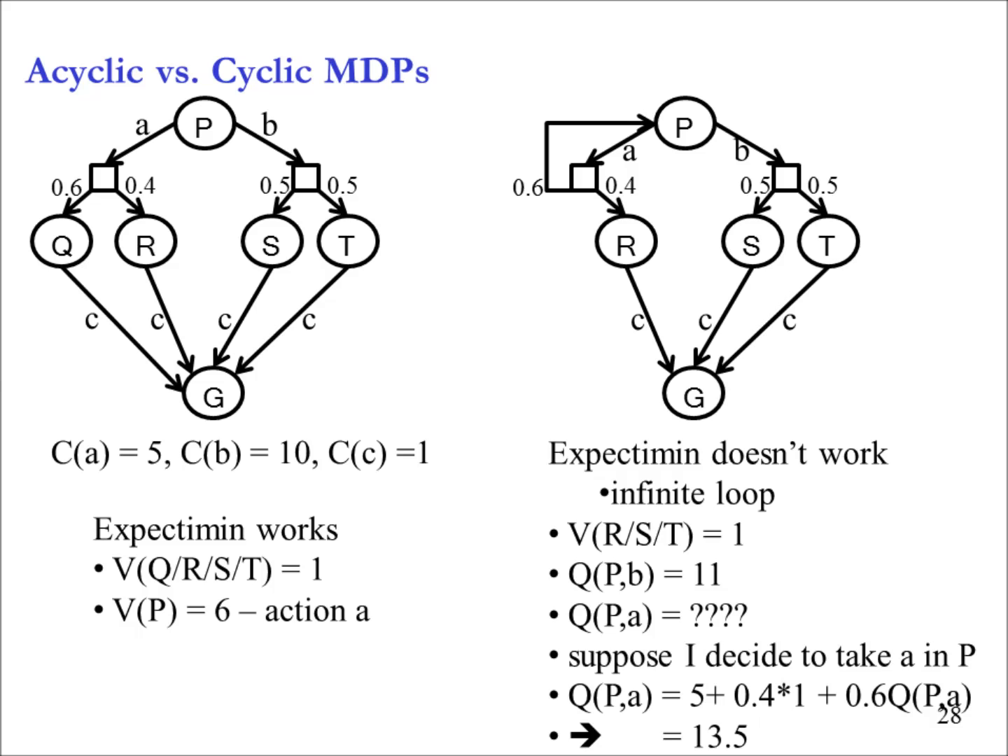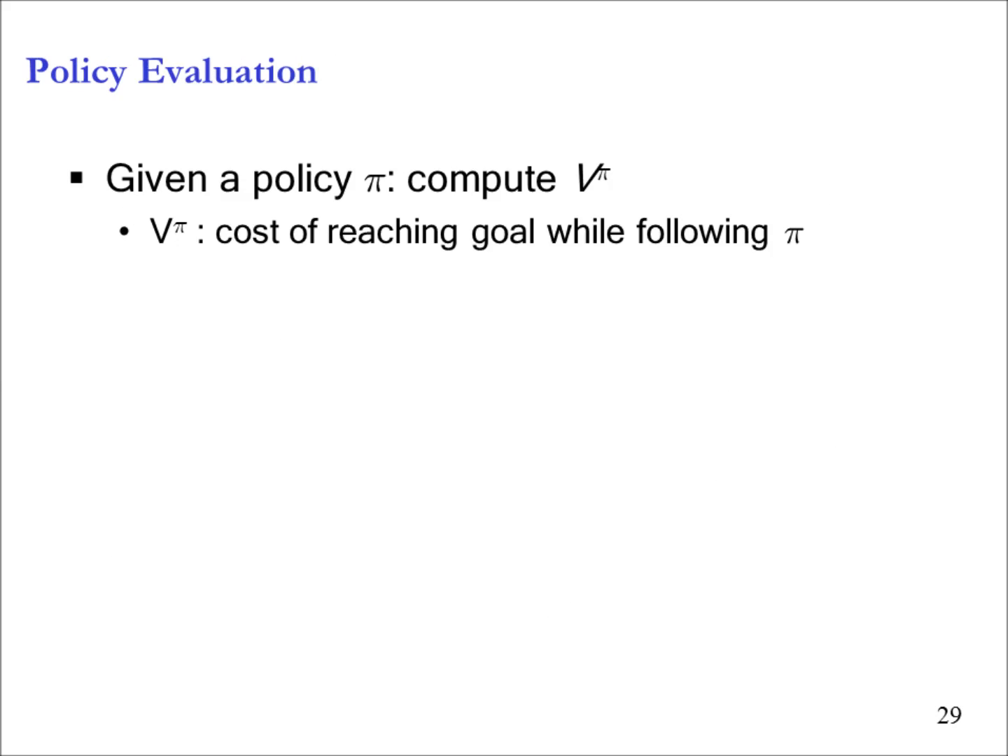Okay, so let's try. We could write this equation for this specific example, but we will try to generalize this concept a step at a time. First we are going to ask an easier question: given a policy pi, can I compute the value of the policy pi? Value means the expected cost of reaching the goal while following pi.